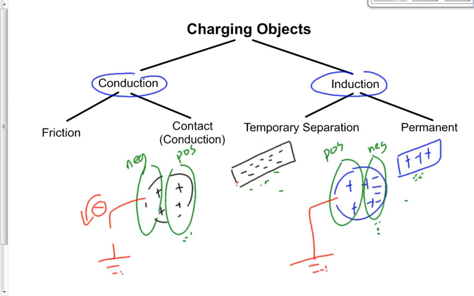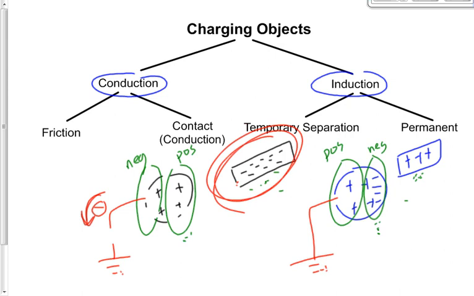Now, some people would say, that's conduction, right? Electrons were transferred down into the Earth. It's true. Electrons were transferred, and in a sense it is conduction. But the overall process we still call induction, because this is the thing that's doing the charging. And it's not transferring charge, and it's not touching the other object. So we still call the overall process induction.